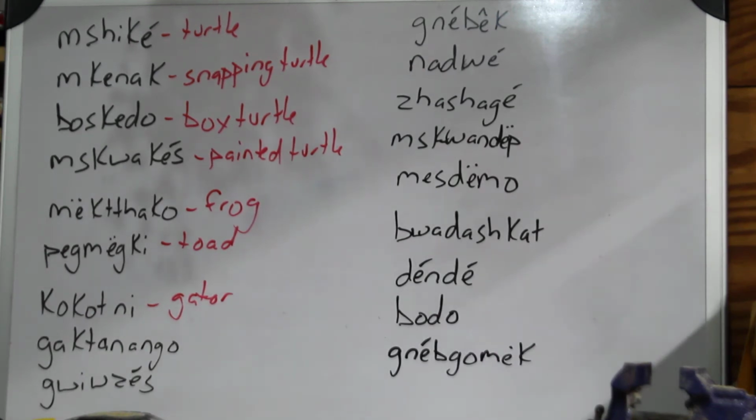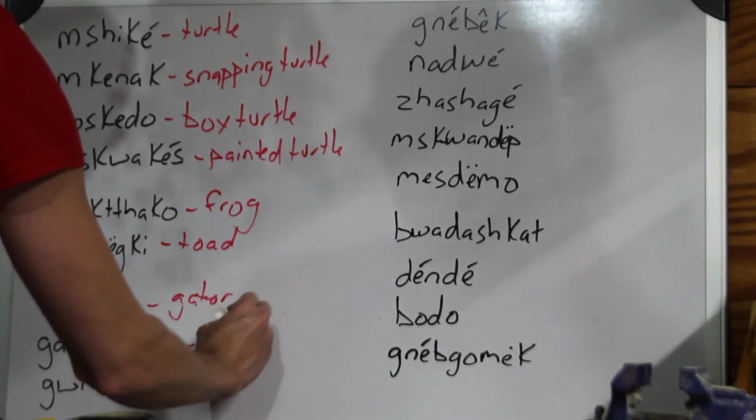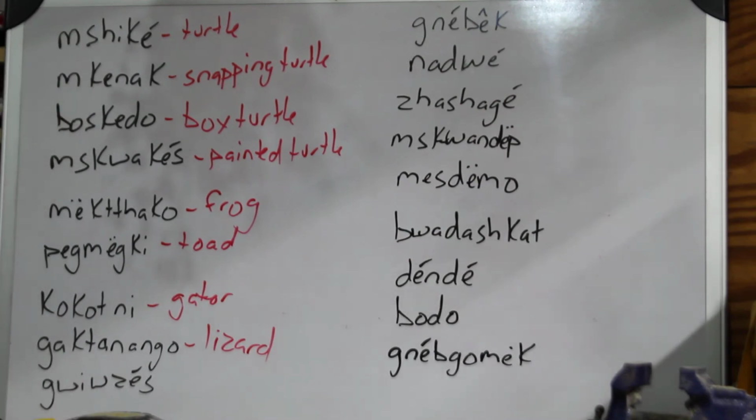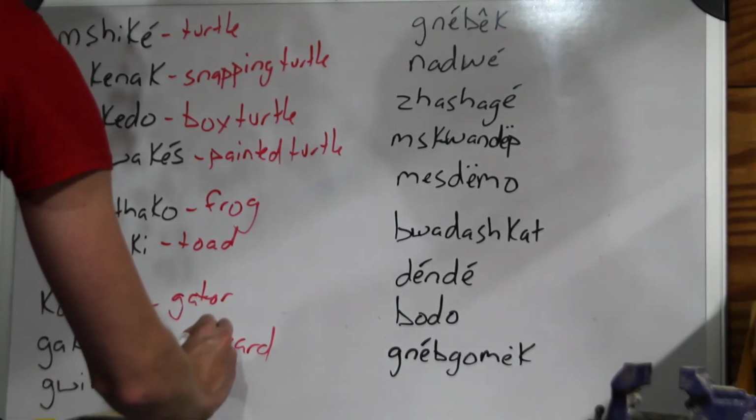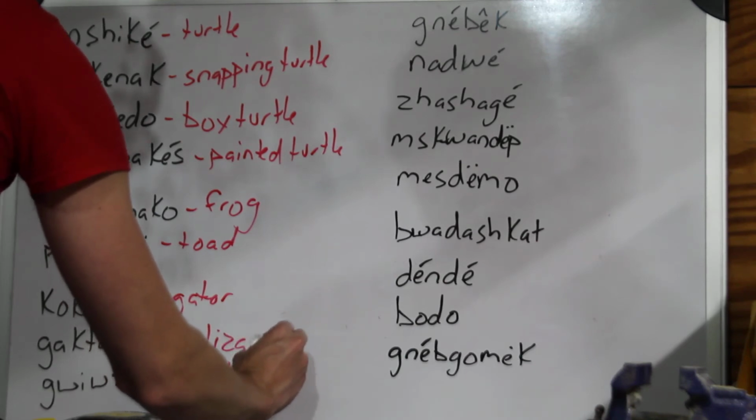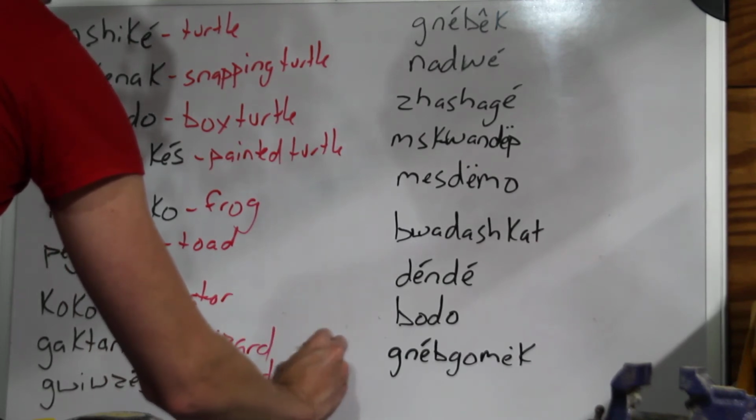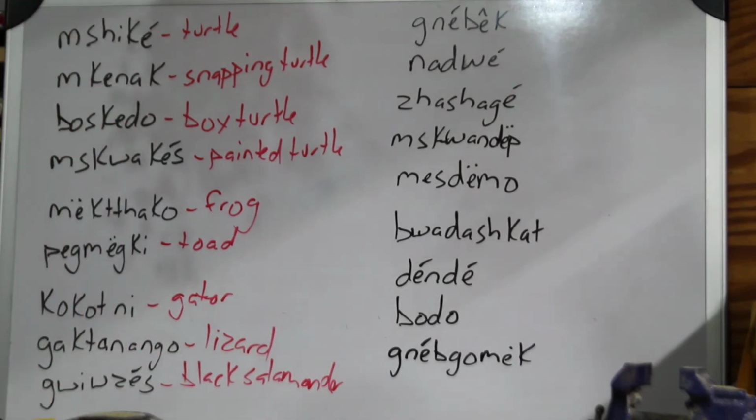Next thing we have is Gaktanango. Gaktanango is a lizard. The next one we have on here is Guiozas. Guiozas is a black salamander, shiny black salamander. Now you might hear a couple different words for salamander. You'll hear Guiozas, you'll hear Gigaba, which also means boy, and you'll also hear Gadagamnado, which is spotted salamander.